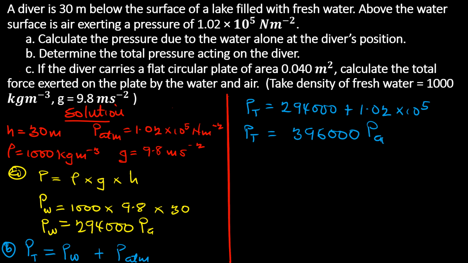Let's proceed. So question C. Question C says if the diver carries a flat circular plate of area, so the area of the circular plate was given to be 0.040 meters squared. Calculate the total force exerted on the plate by the water and air. And we know the total pressure PT to be 396,000 Pascal.